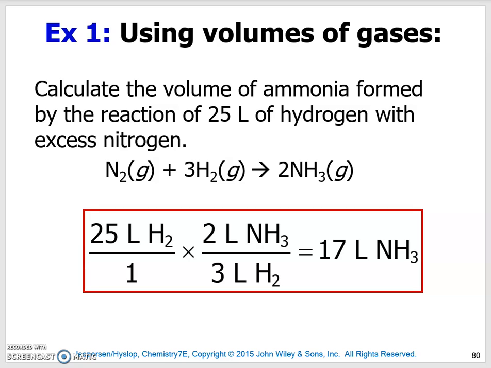Hopefully you've paused it and written it down. So the reason that we're able to do this with volumes is because volume and moles are directly proportional for gases. And so what we're assuming in this example is that we have a constant temperature and a constant pressure.